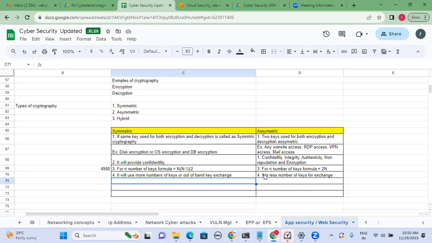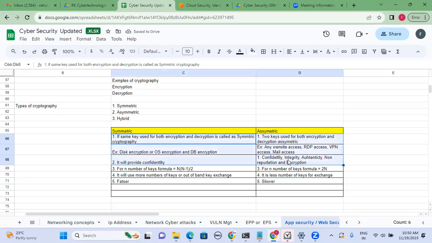Now, which one is faster, symmetric or asymmetric? Symmetric is faster, because the same key we are using for encryption and decryption, and asymmetric is slower. So these are the definitions. At the time of the interview, don't forget the first 2 points. These 2 points are very, very important. Even if you missed the other two, no problem, but the first 2 you have to remember compulsorily.